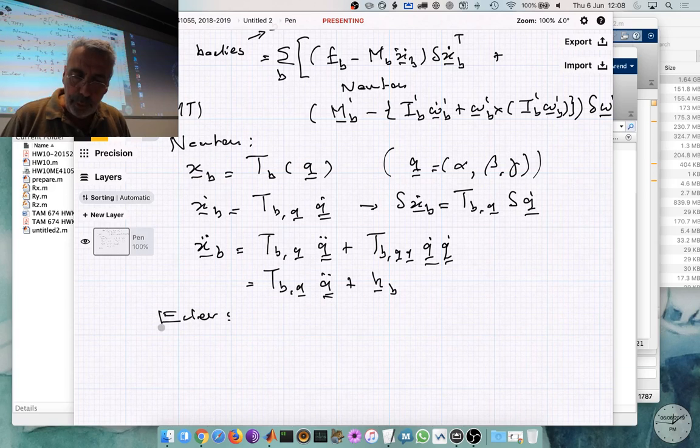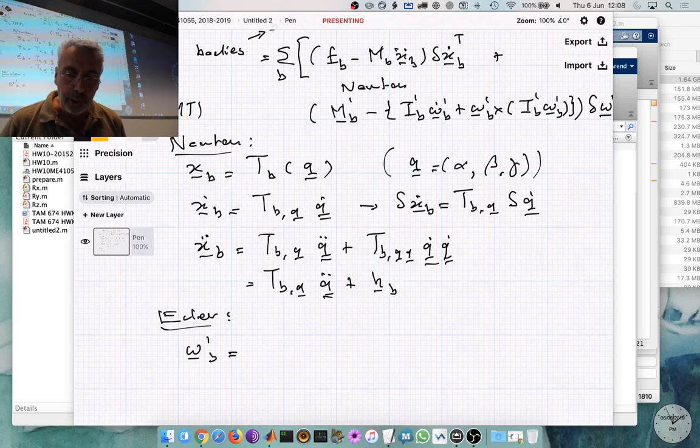Well, for the Euler part, looking at the equation, we need the angular velocities, right? We need the angular velocities of the body expressed in terms of our degrees of freedom and the speeds of our degrees of freedom. So these omega b are a function of q and q dot, because we're talking speeds here. Okay.